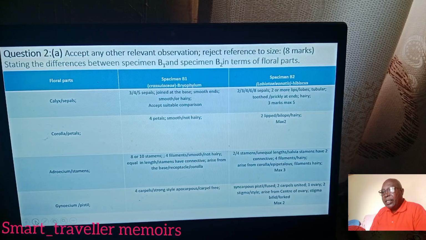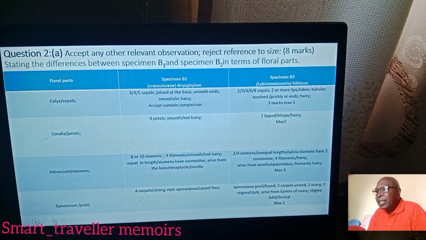Next floral part is the male part we call androecium, made up of stamens. For B1, we have 8 or 10 stamens. And for B2, we have 2 or 4 unequal in length stamens, or have 2 connective.